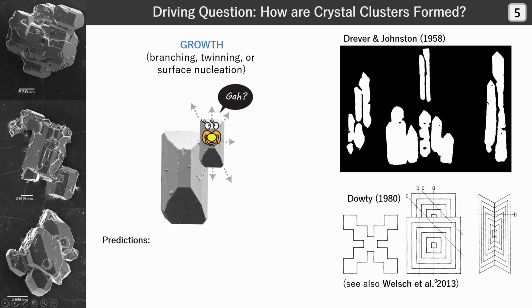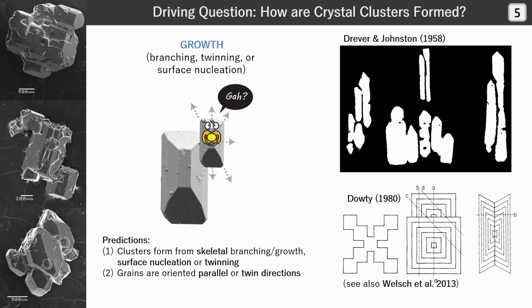One, skeletal growth and branching can create series of budding grains. Two, nucleation and growth of a new grain around another grain is a second mechanism to produce clusters. And then three, this is the well-known growth of two or more grains along twinning directions. So growth can explain why clusters have parallel orientations or orientations that are consistent with twinning laws.